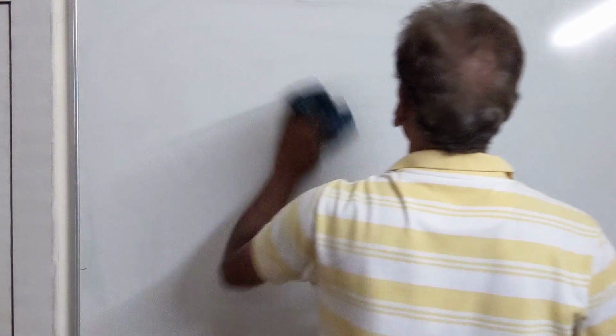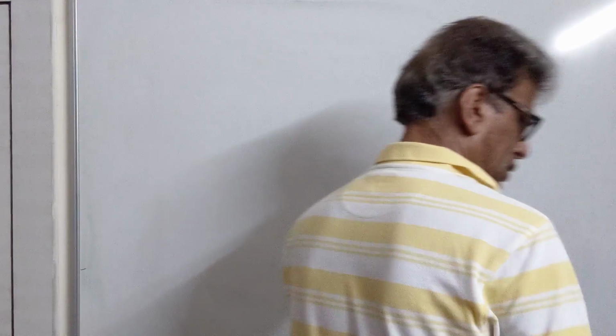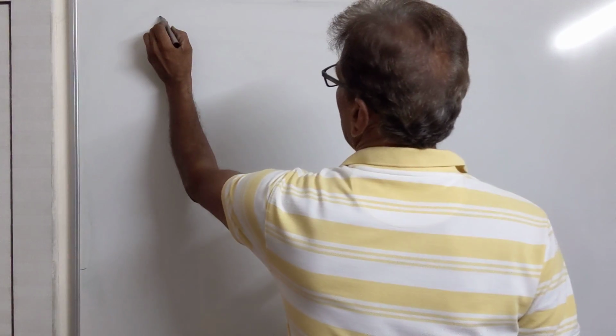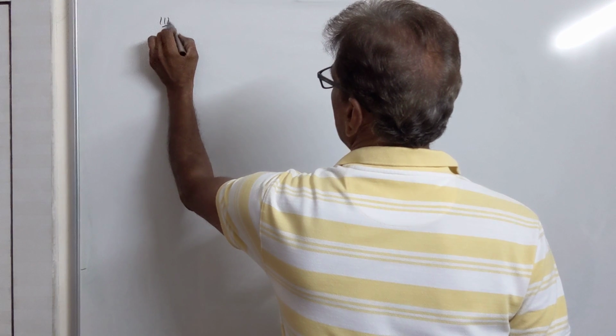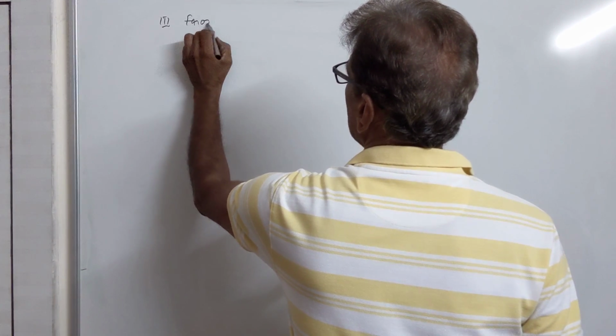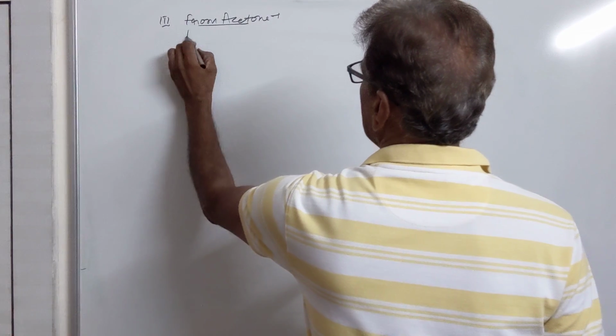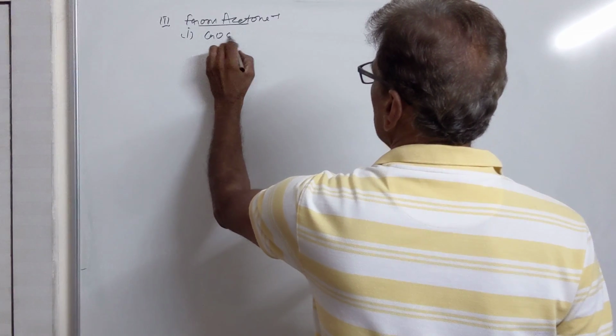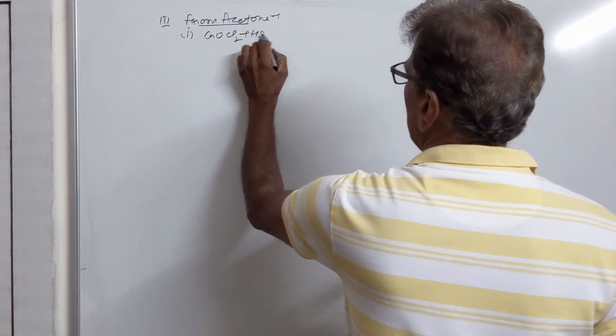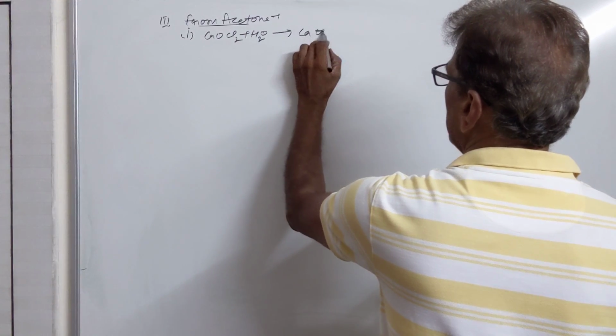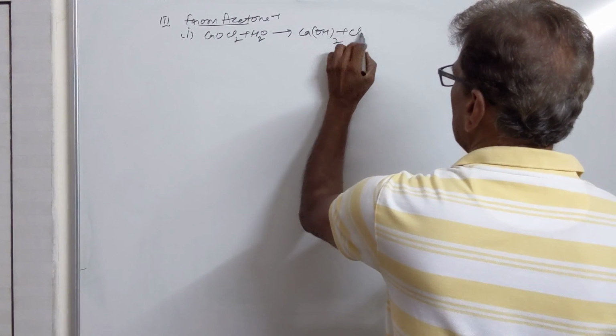The reaction is similar to what we have seen in the case of ethyl alcohol. Similar reaction takes place when we treat it with acetone. So this is our third preparation, from acetone. First reaction is the same: CaOCl2 combines with water, giving you calcium hydroxide plus Cl2.